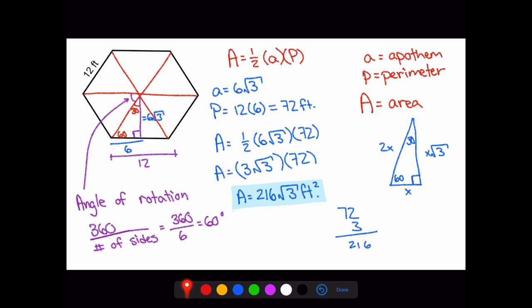Go ahead and take a second, check over your work. If you pause the video, make sure that you did it correctly. Again, move on to the next one.